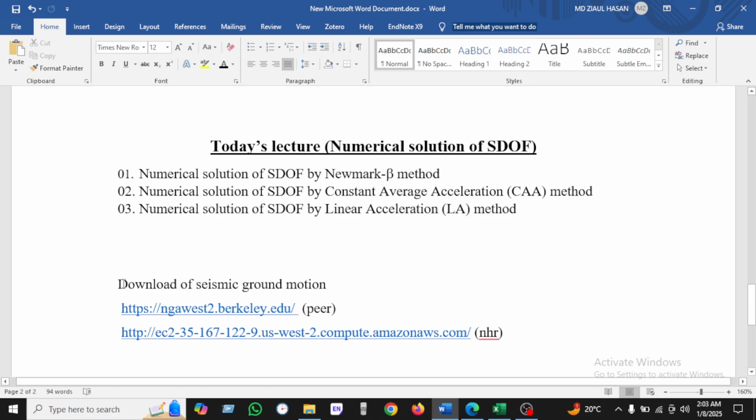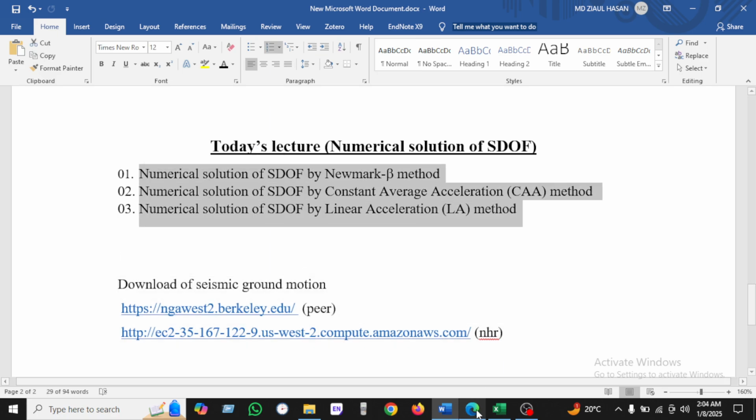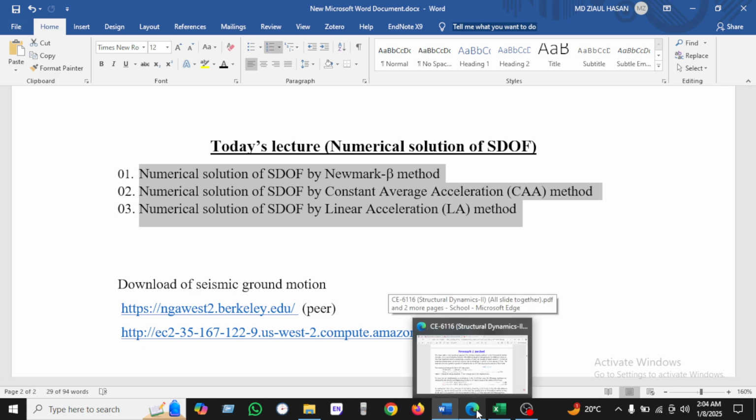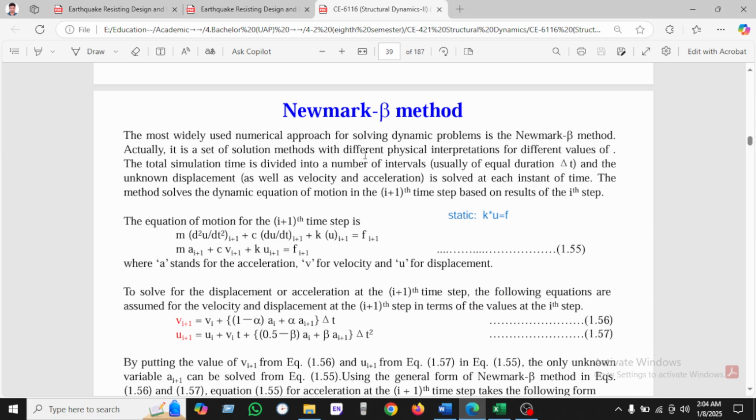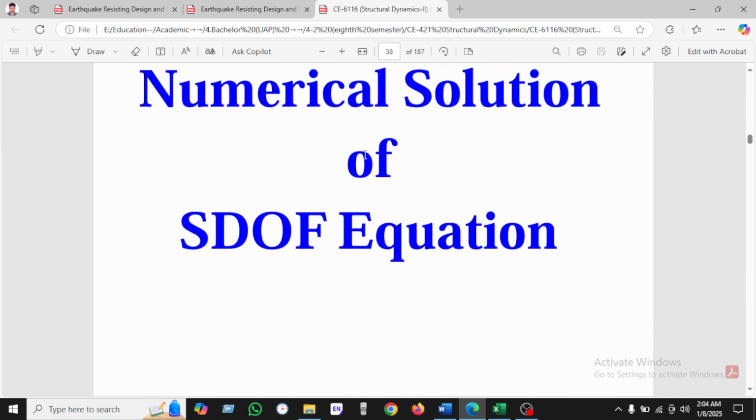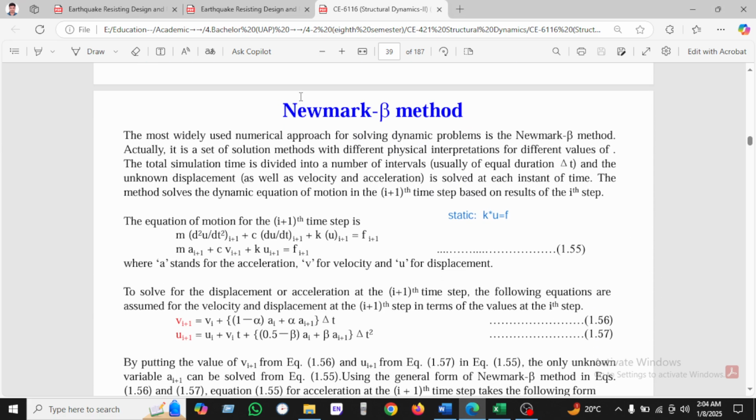And if I get enough time, then I will show how to download the ground motion from PEER and NHERP. But I have covered that in another video, on how to download the seismic ground motion, so I'm not focusing on this point. I'm focusing on the numerical solution of single degree of freedom with the Newmark-Beta method, the constant average acceleration method and the linear acceleration method. So let's see.